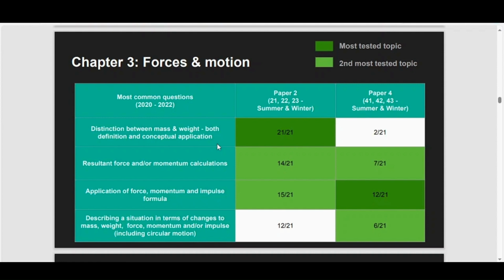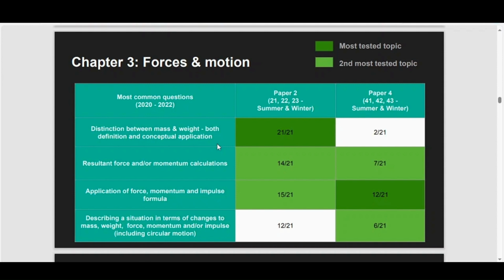The next commonly tested topic is resultant force and momentum calculations. The resultant force calculations are based around vector addition, and this is again something that I've covered in my chapter notes for this topic of forces in motion. So the link for that video is below in the description, so please feel free to check it out. And this concept is checked in both paper 2 and paper 4. And momentum calculations as well.